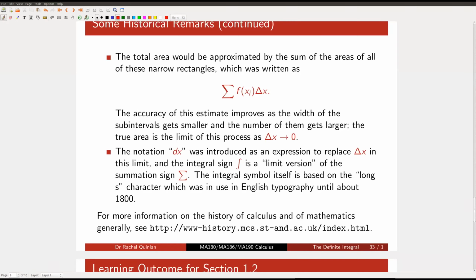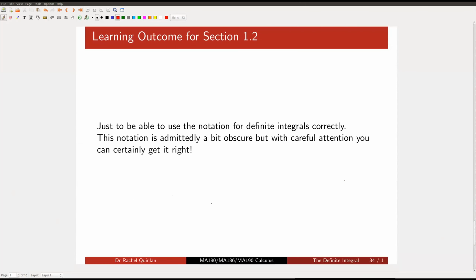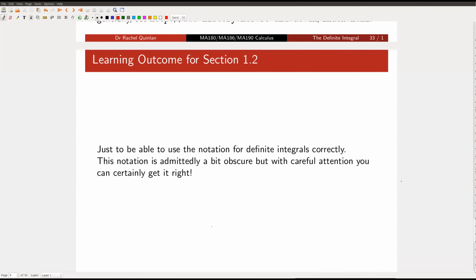Okay, so that is essentially section 1.2. It's a bunch of notation. I don't necessarily expect you to study that section in detail and memorize everything. It's there as a point of reference for when we're looking at further examples and you want to make sense of the integral notation. So the learning outcome for section 1.2 is just to be able to use that notation for definite integrals accurately. I think the notation's a little bit obscure, so it does warrant giving it a little bit of attention to get used to it.